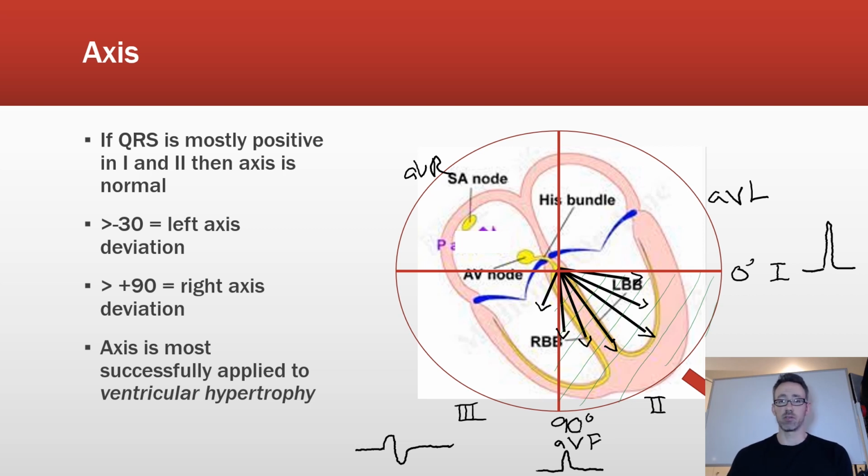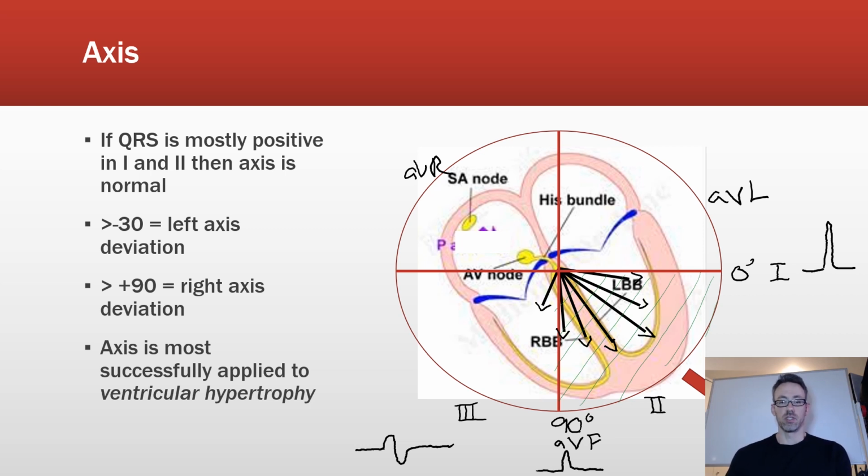Again, we're averaging all the instantaneous electrical forces that have been generated through the ventricles. We're just going to average it all together and see where that electrical force is essentially pointing, in what degree.